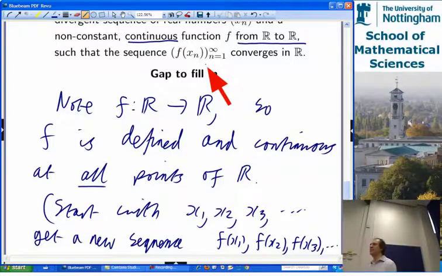You could think of trying to do it with something oscillating, or you could think of trying to do it with something that heads off to plus or minus infinity for your sequence. And then you have to have a continuous function from R to R that fixes it and takes it from this divergent sequence into a convergent one. I can think of lots of different solutions. Let's see what you can come up with in a few minutes.